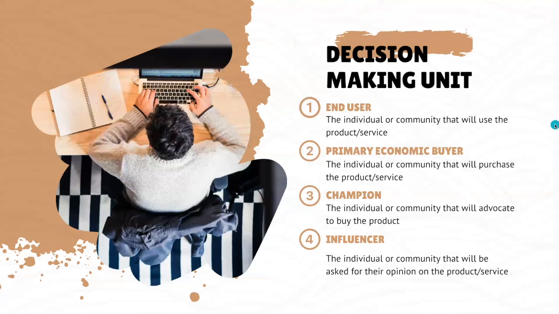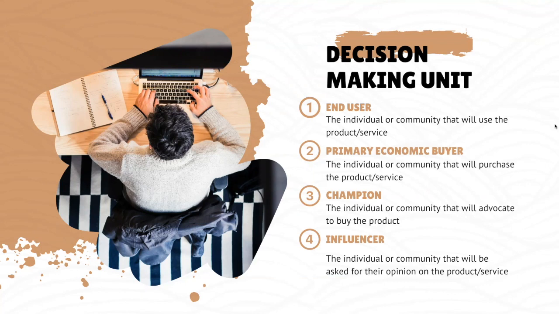Now let's talk about the decision-making unit. This involves four types of people that play a key role in the sale or the use of your product. So the first type is the end user. Pretty self-explanatory, this is the final person who will be using your product or service. There's also the primary economic buyer. This is the individual or community that will purchase your product.